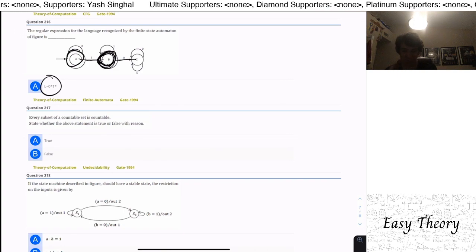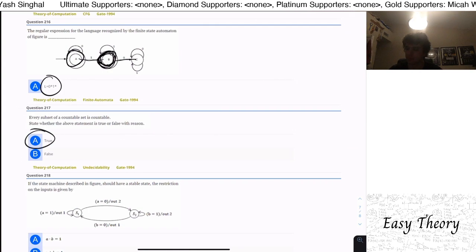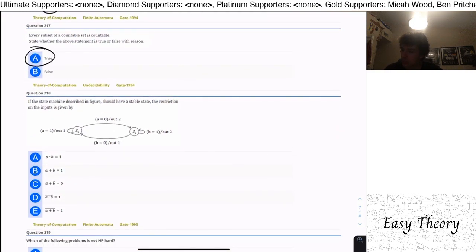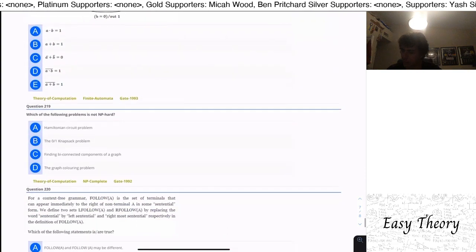Every subset of a countable set is countable. That is true. Yeah. That's good. If a state machine described in a figure should have a stable state, I'm not sure what that means. The restriction on the inputs is given by... Okay, I'm not sure what that means.